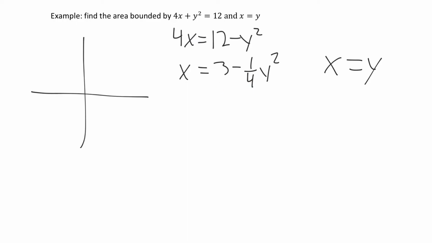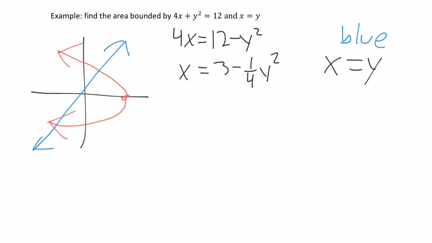It's opening down, and it has the vertex shifted up at 3. So we can graph that as follows. We will have our vertex here at about 3. And our parabola will open downward. In this case, it will open left, something like that. And the other curve, x equals y, will simply be a straight line through the origin. So this here is the blue, and this is the red graph.